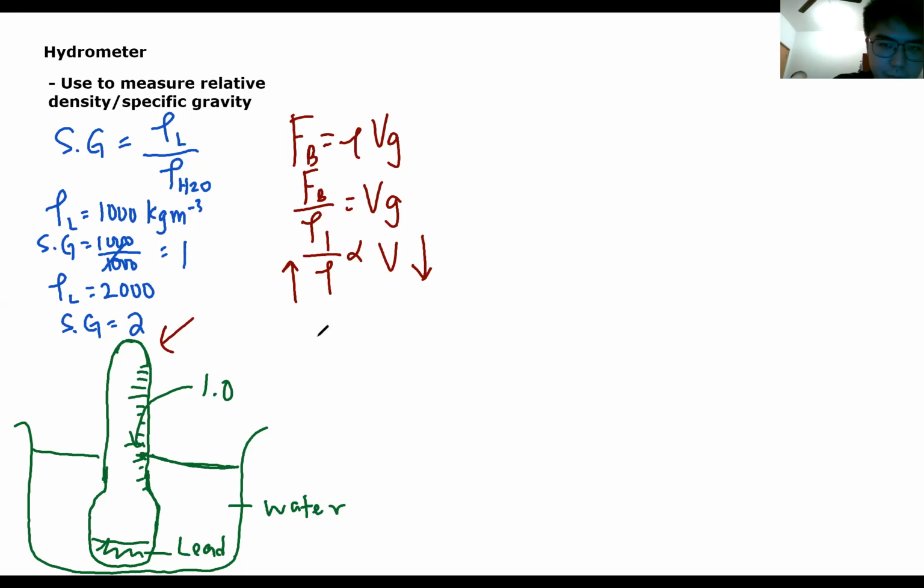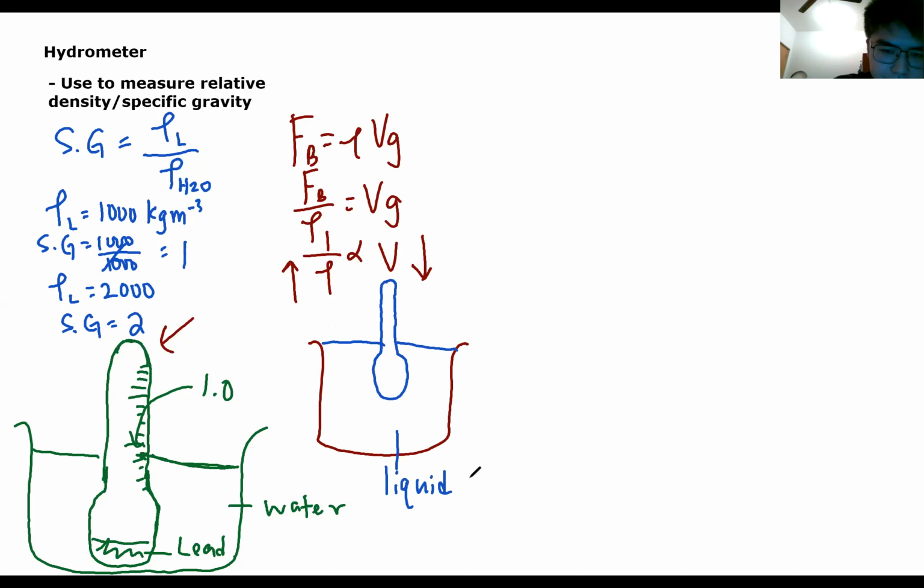I draw the diagram out. Let's say you put it in liquid X and it floats. The volume of the submerged section decreases. Meaning that this height here, I label it H1, is less than H. Where is H? H is when you put it in water, this is H, the reference height. So if H1 is less than H, the volume of the submerged section becomes less, right?